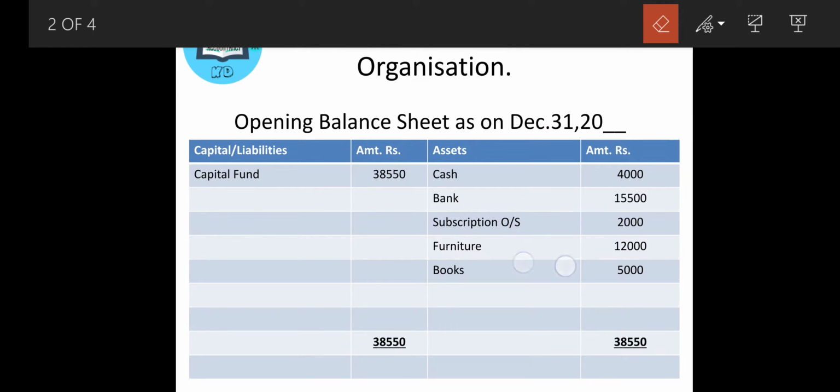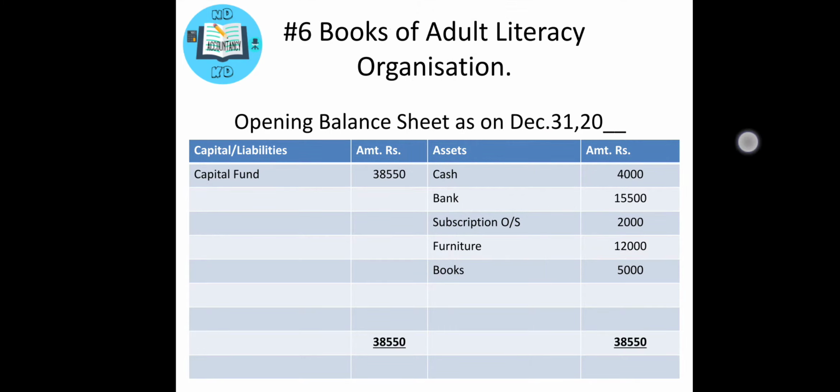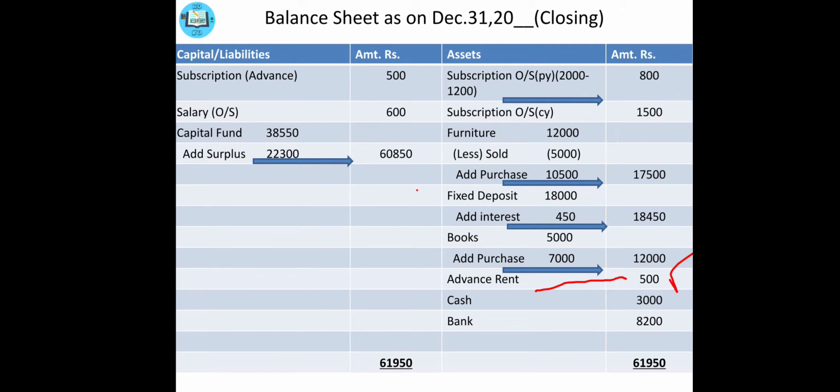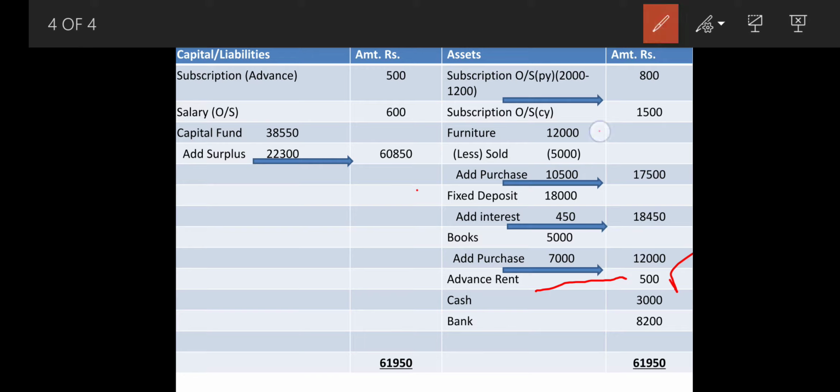Another effect will be transferred. Come to your closing balance sheet. Over there write down in the inner column first furniture 12,000, and over there leave one line and then write down books 5,000. Books 5,000. Written? Okay, fine. Come to your furniture again. In the payment side, furniture purchase is 10,500. So where you have written 12,000, write down plus furniture purchase 10,500 and come to your receipt side.